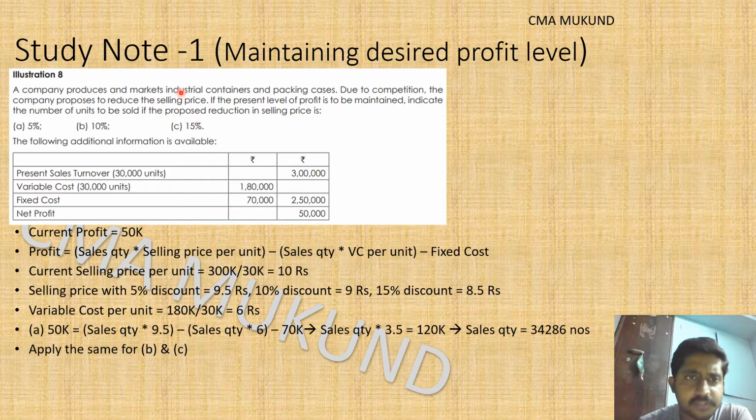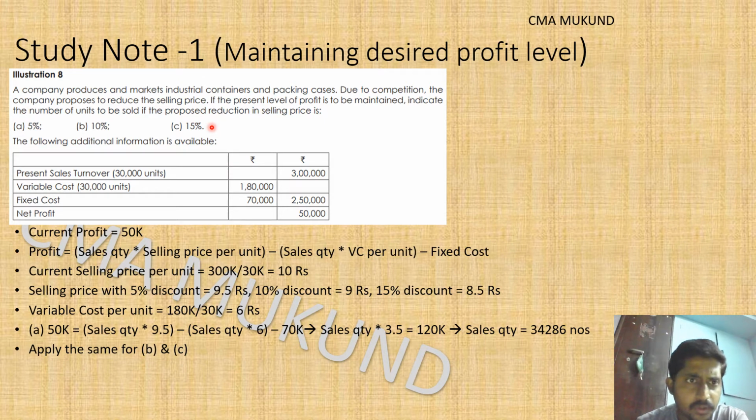Let me read out the first problem. This is decision making on maintaining the desired profit level, Illustration number 8 in your book. A company produces and markets industrial containers and packing cases. Due to competition, the company proposes to reduce the selling price. If the present level of profit is to be maintained, indicate the number of units to be sold if the proposed reduction in selling price is 5%, 10% and 15%.